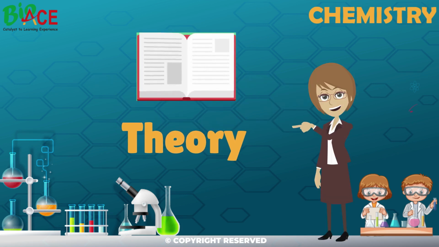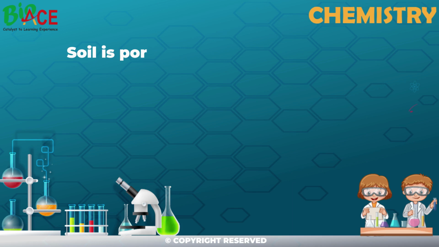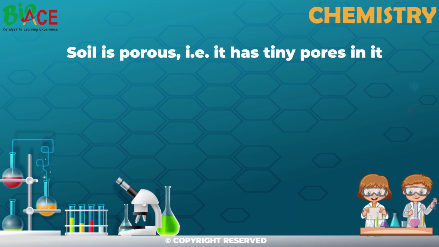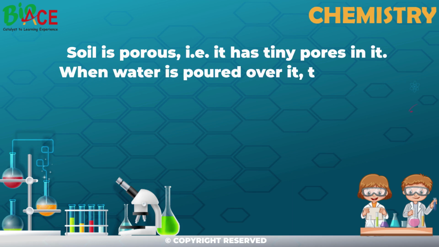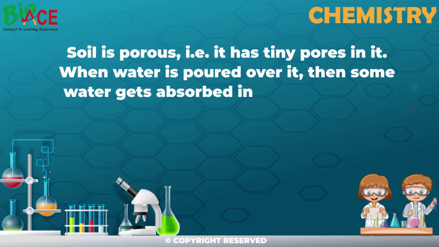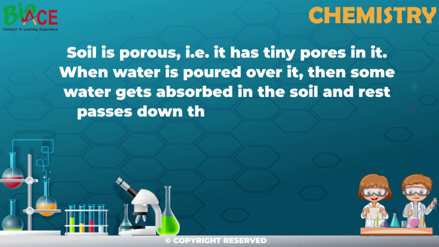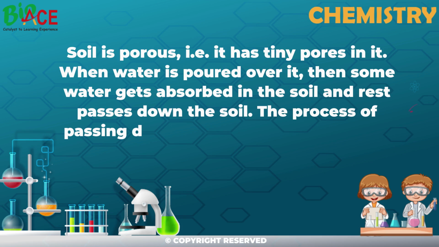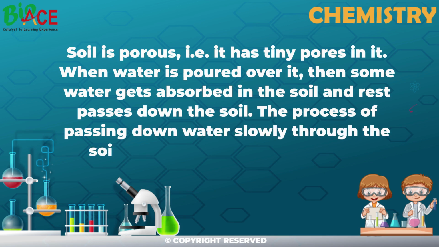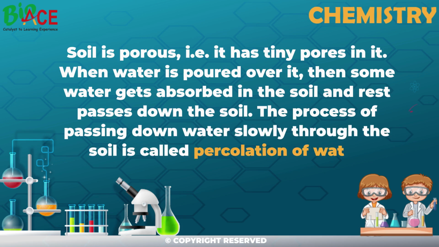Theory. Soil is porous, that is, it has tiny pores in it. When water is poured over it, some water gets absorbed in the soil and the rest passes down the soil. The process of passing down water slowly through the soil is called percolation of water.